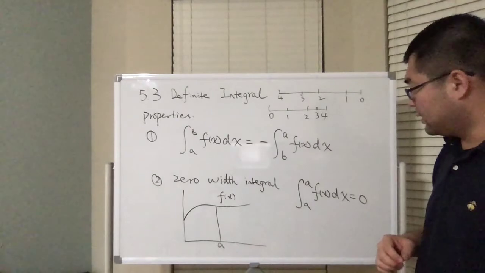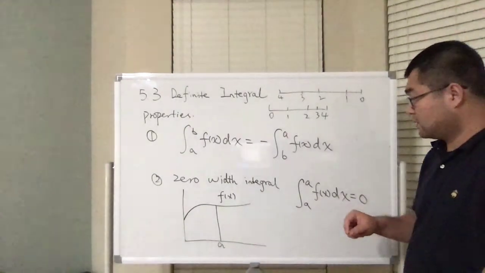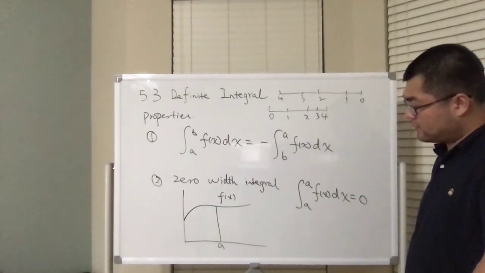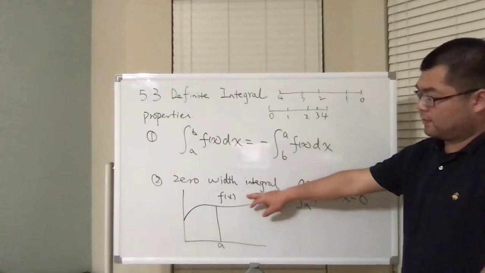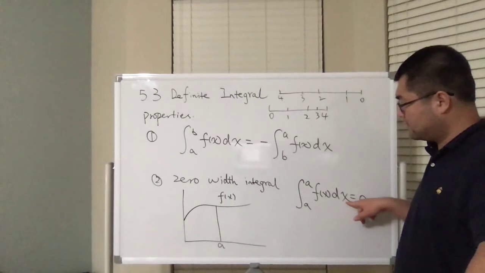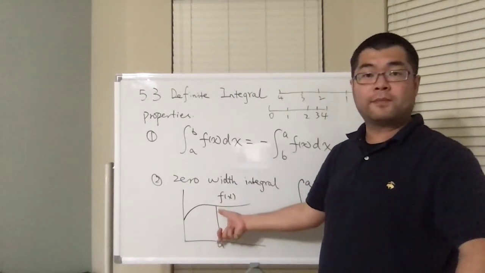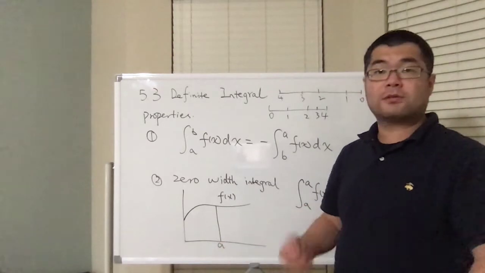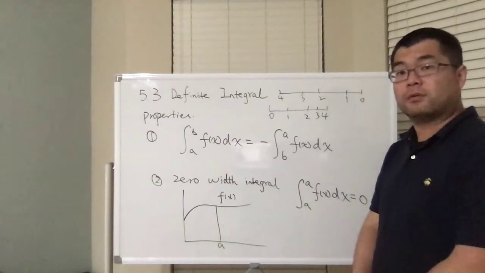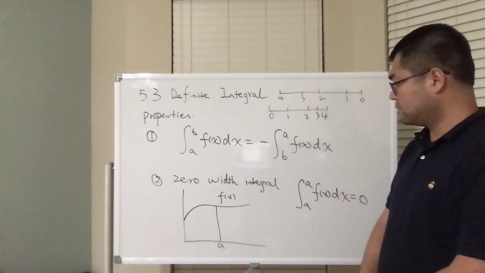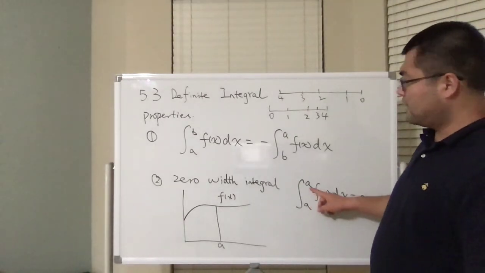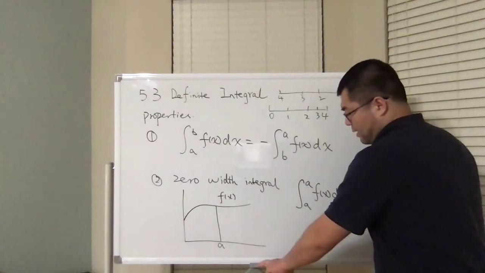The second property is called the zero weights integral property. Okay, so I try to draw the graph so that you can understand better. So assume this is my function here. This is the notation a here. And if I do the integral from a to a of f(x) dx, do you agree that the area for this part is actually 0, right? Because it's just a single line, there is no area involved. So this is what we call a zero weights integral. If the start and the end index are the same, then it's 0.